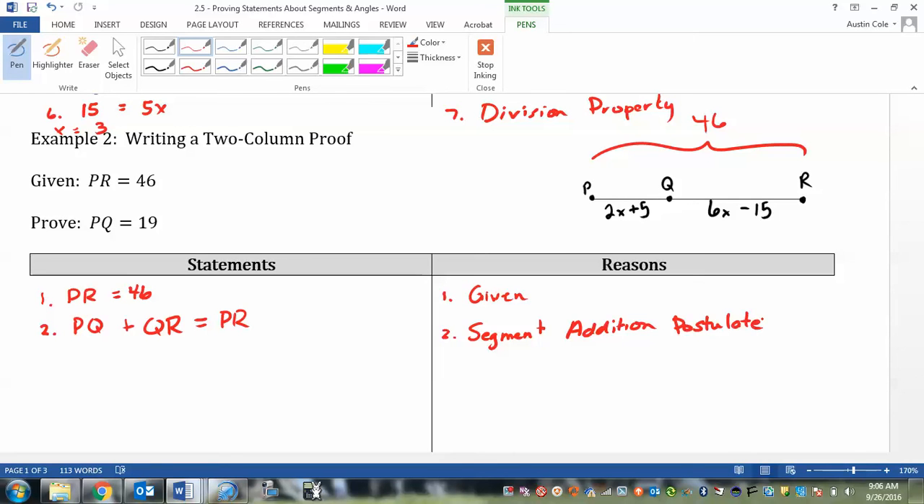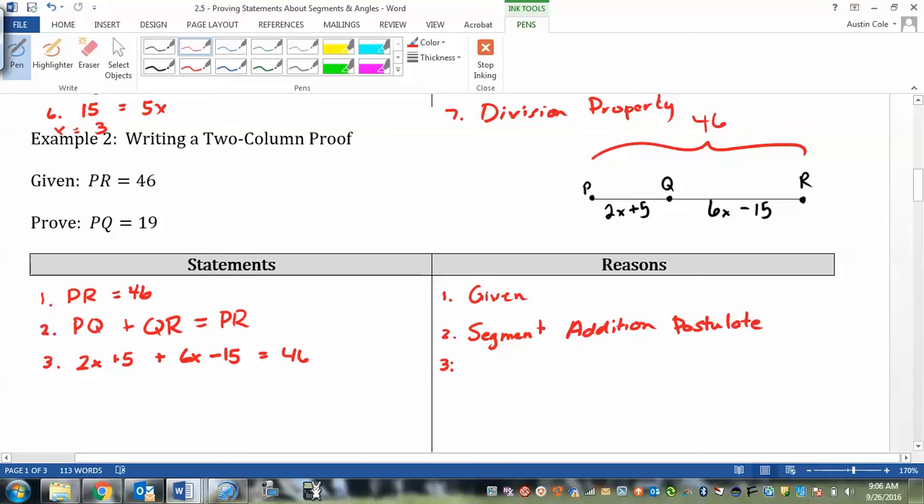Now, do I know what PQ is? PQ is 2x plus 5. Do I know what QR is? That's 6x minus 15. Do I know what the whole entire thing is? 46. So we're just going to now use this as our framework to replace and fill in. So I've got 2x plus 5 plus 6x minus 15 equals 46.